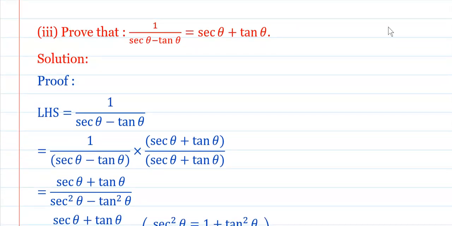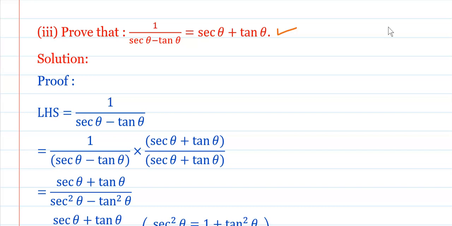Next, prove that 1 upon sec theta minus tan theta is equals to sec theta plus tan theta. Very easy question आहे तो. Now the LHS, 1 upon sec theta minus tan theta. याच्या न्यूमरेटरला आणि डिनोमिनेटरला sec theta त्याच्या कॉन्जुगेटने मल्टिप्लाय करायचं, sec theta plus tan theta. Okay.